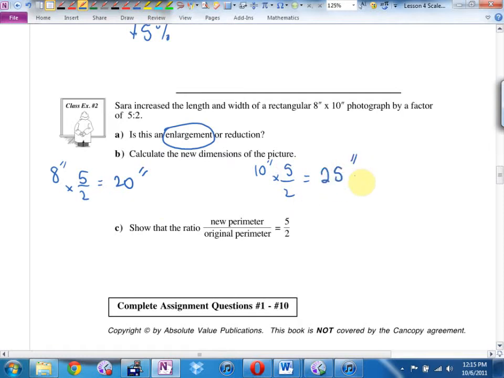And then the last thing it wants to reinforce is, if we have a 5 to 2 enlargement with the lengths, we also have a 5 to 2 enlargement with the new perimeter. So it says, show that the ratio of the new perimeter divided by the old perimeter is 5 over 2. We're dealing with a rectangle. Remember I said the easy way to find the perimeter was to go length plus width, times 2.